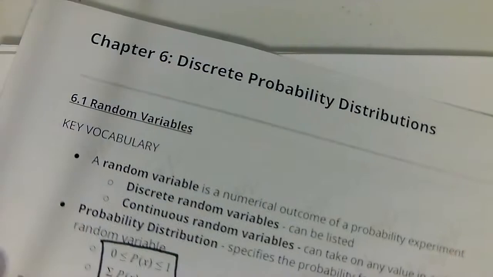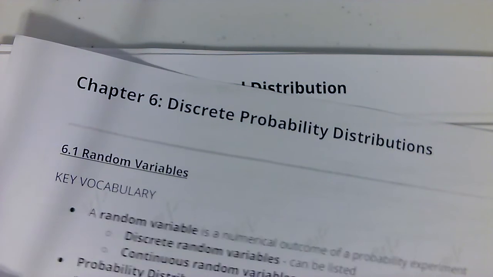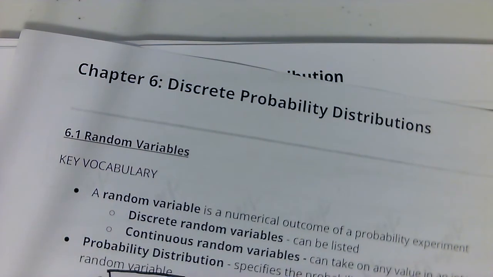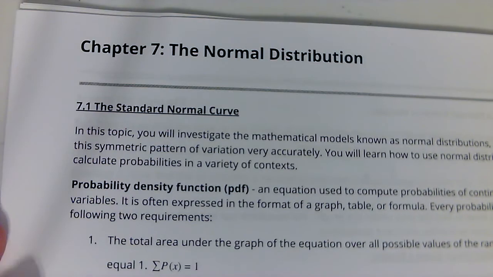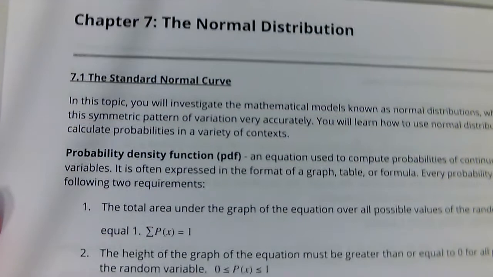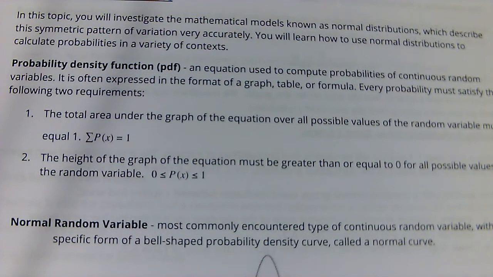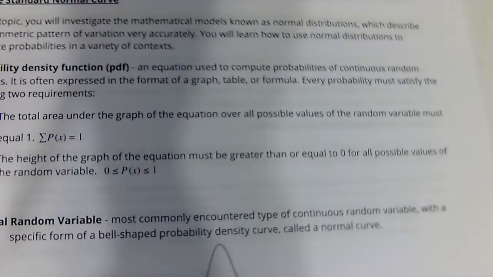In Chapter 6, we were looking at discrete probability distributions. But what if we're looking at continuous random variables? That's going to lead us into what is called a probability density function. So this is used when we have continuous random variables. So we're not going to be able to make a list like we did in Chapter 6.